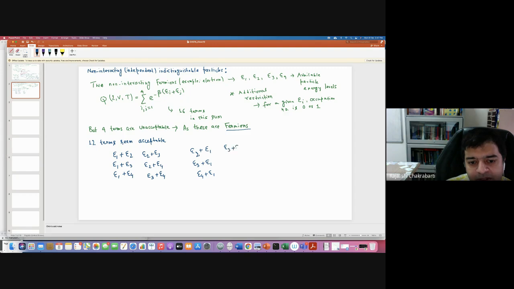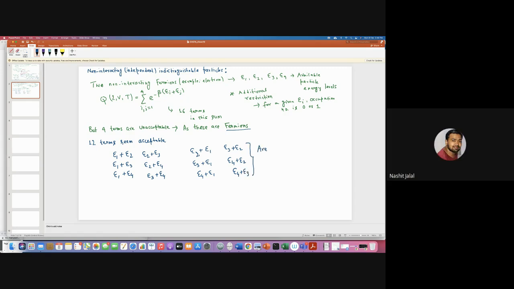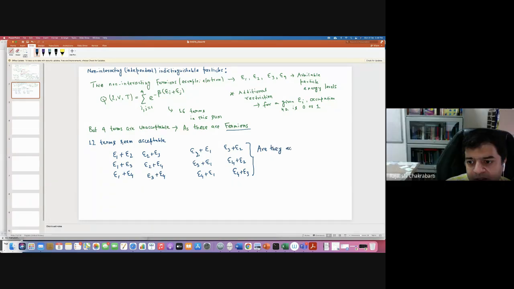Epsilon 3, epsilon 2, epsilon 4, epsilon 2, epsilon 4, epsilon 3. But are they acceptable? No, sir. We cannot distinguish between them. They are not acceptable. Why? Because they are all red in color, indistinguishable, as these particles are indistinguishable.